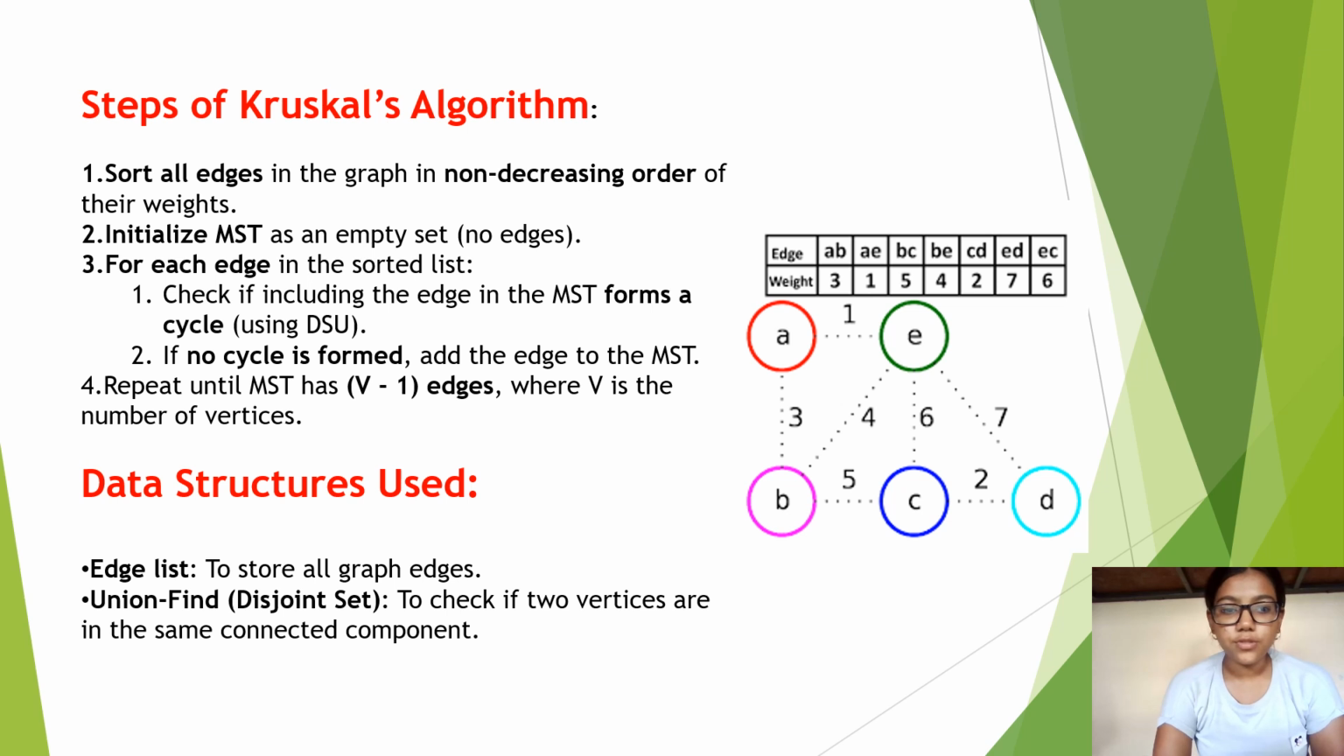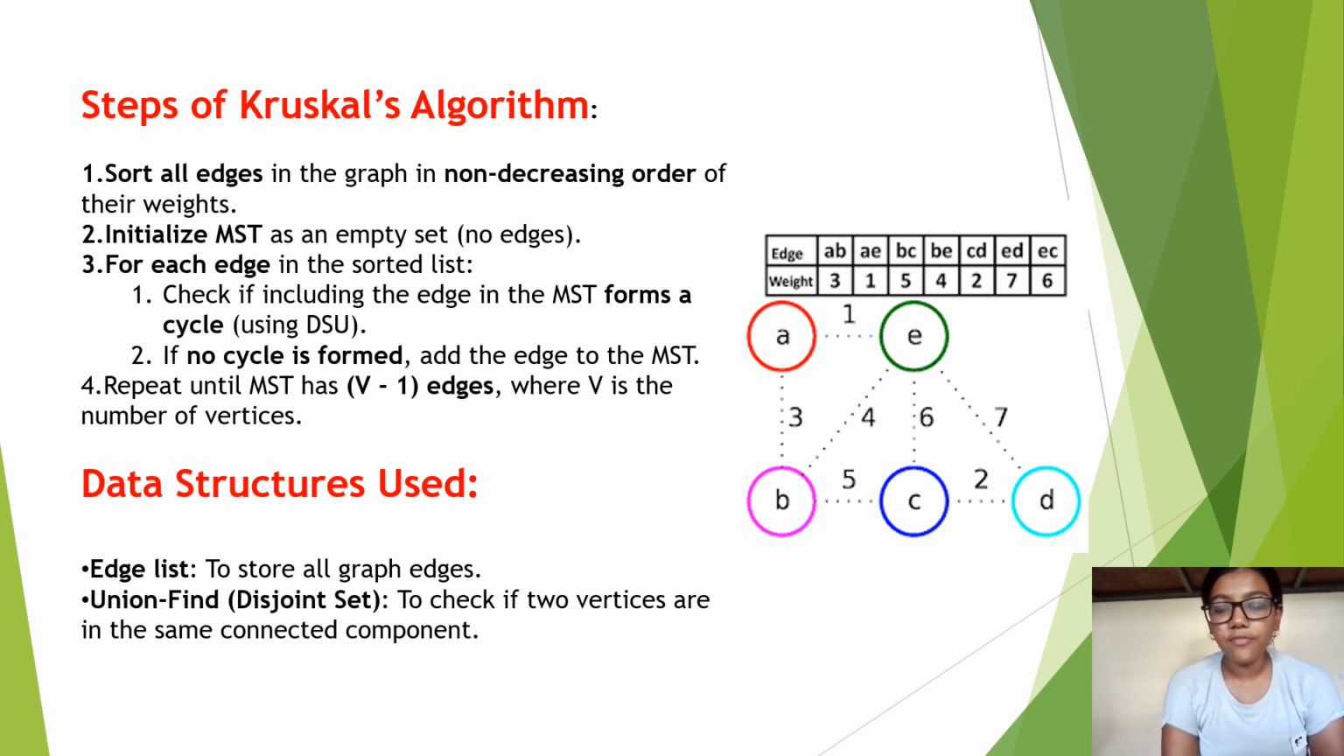Data structures used. Edge list, to store all the graph edges. Union find, a disjoint set, which is used to check if two vertices are in the same connected component or not. Here A, B, C, D, E are the vertices, and 1, 2, 3, 4, 5, 6, 7 are the weights.